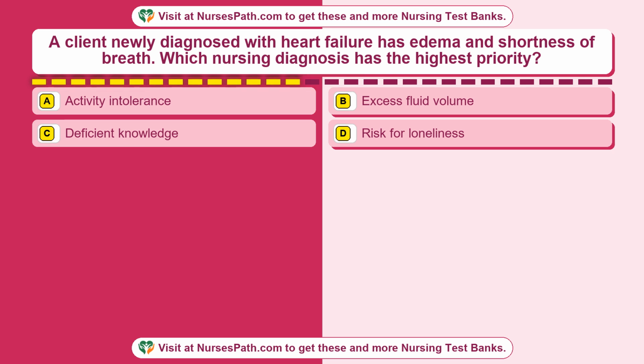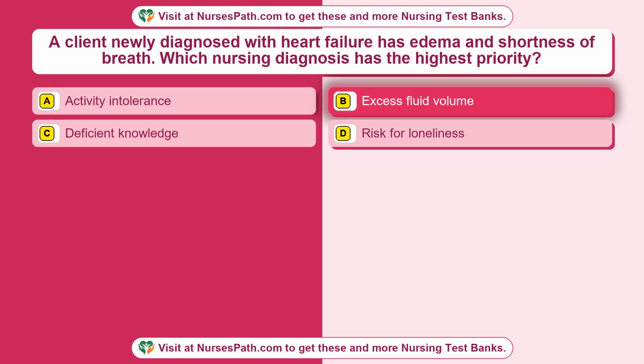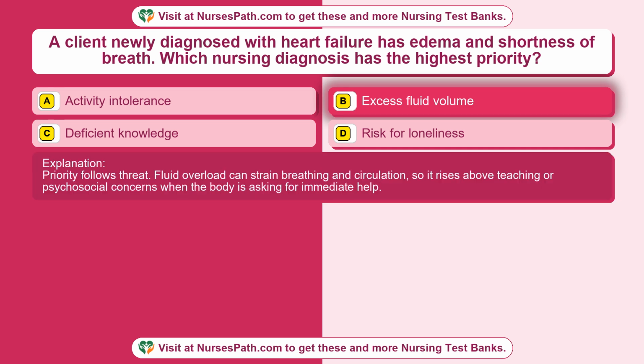Option A. Activity intolerance. Option B. Excess fluid volume. Option C. Deficient knowledge. Option D. Risk for loneliness. The correct answer is option B. Excess fluid volume. Priority follows threat.